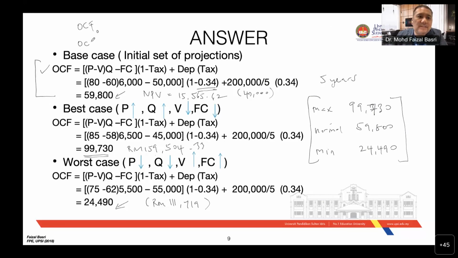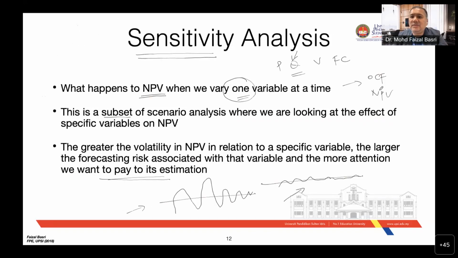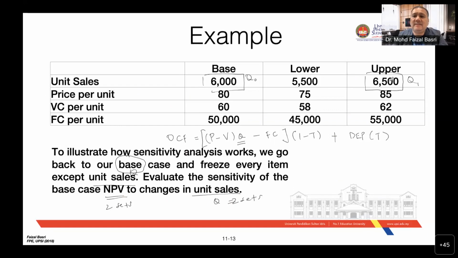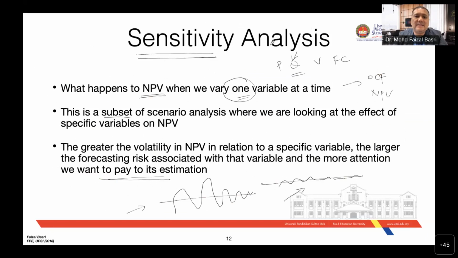Now we want to find the new OCF, because to find NPV, we need to calculate OCF first. So we need to find what would be the forecasted OCF based on sensitivity. So I'm going to put OCF1 as our new estimation. So how to get OCF1? Again, the same information from all of our base case scenarios. So meaning P will be 80 ringgit, V will be 60 ringgit. However, this Q, we will change. As I said, I'm going to use the upper bound, so I'm going to use 6,500 units as my new estimate. The rest will remain the same. So that's why in sensitivity analysis, we change just one variable and see what happens if we change Q in this case.